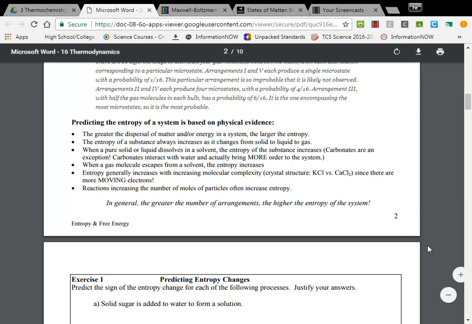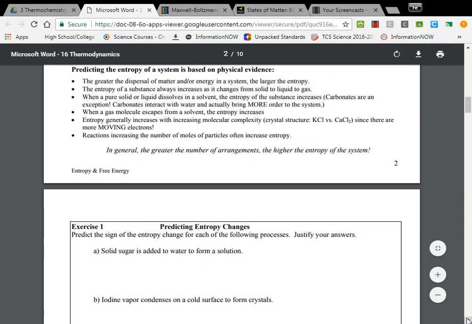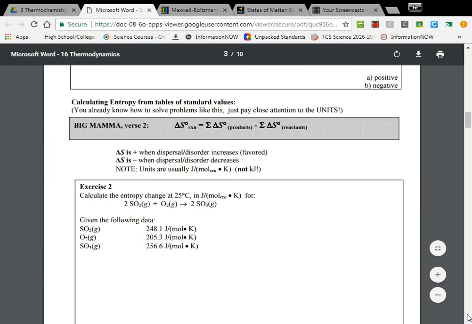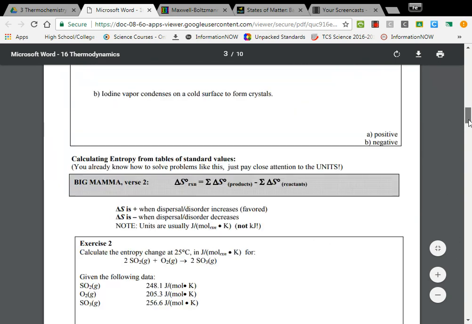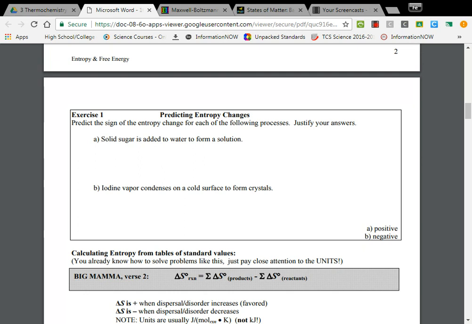So now let's look at these example problems here. Exercise 1, what we want to do is predict the sign for the entropy change and justify our answers. So for part A, we have solid sugar is added to water to form a solution. So if I bring paint back up here, let's look and see what's happening.